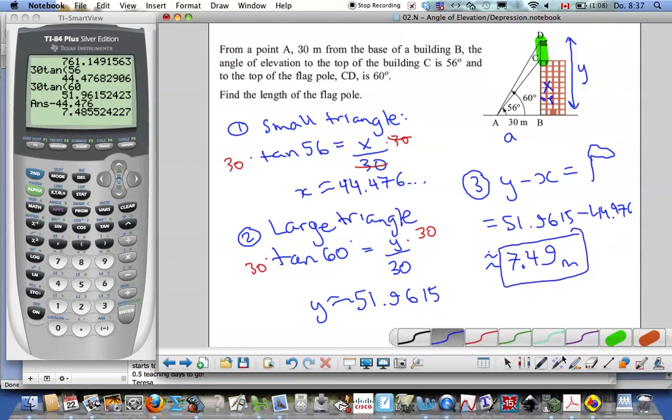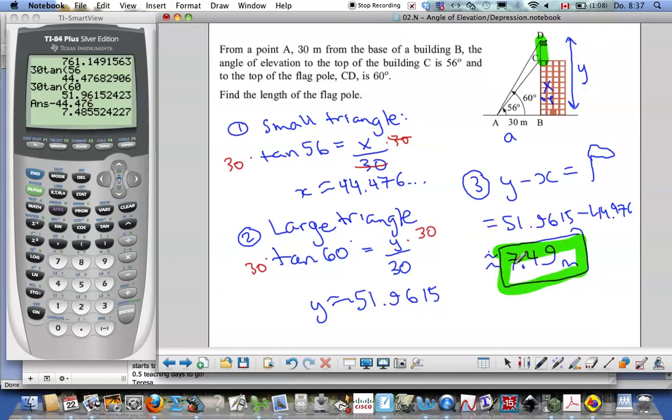Does that make sense? A 7-meter flag on top of a building, sure thing. That seems reasonable. Good. So there you go, that's angles of elevation and depression.